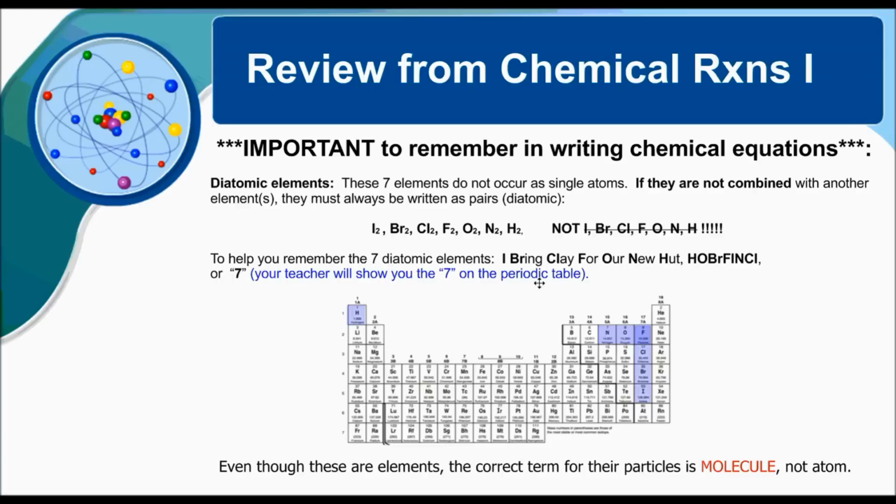You can use the little saying, I bring clay for our new hut, or just remember that makes a little 7 on the periodic table. Something else I want to make note of is that even though these are elements, the correct term for their particles is molecule, not atom. These are 2 nonmetals bonded together. A single atom would just be Br, 1 bromine. But because there's 2 of them, it makes it a molecule.